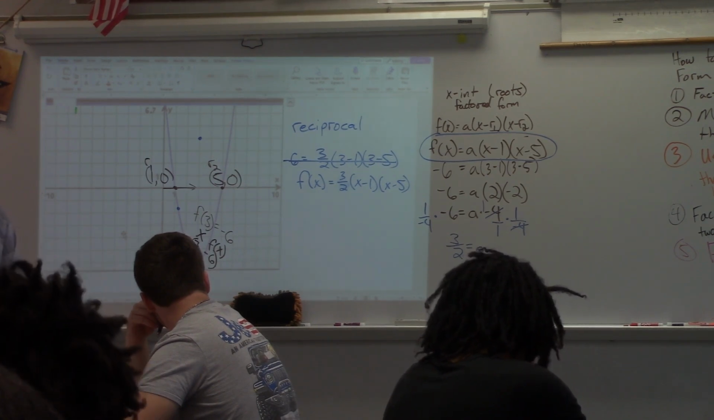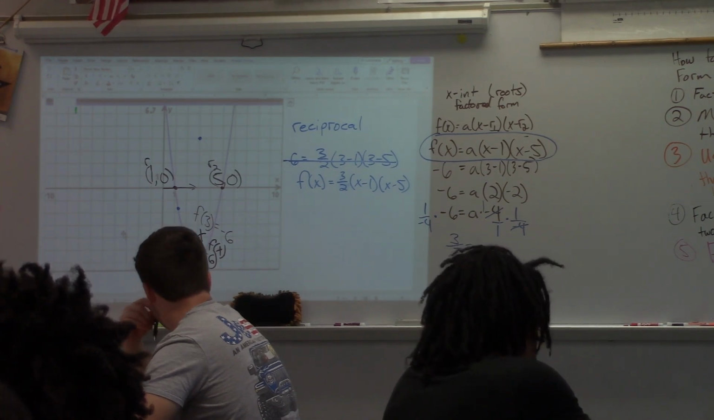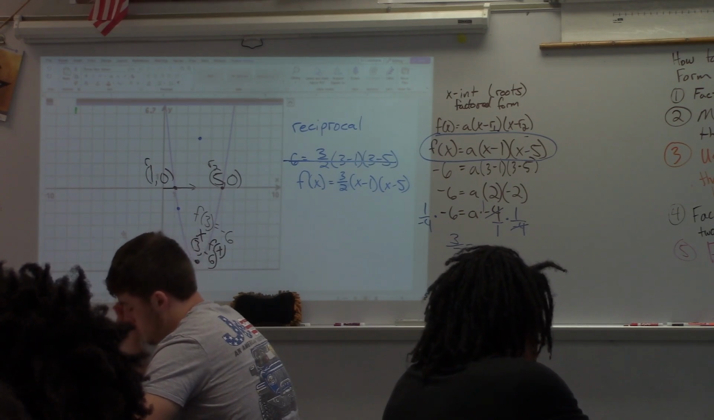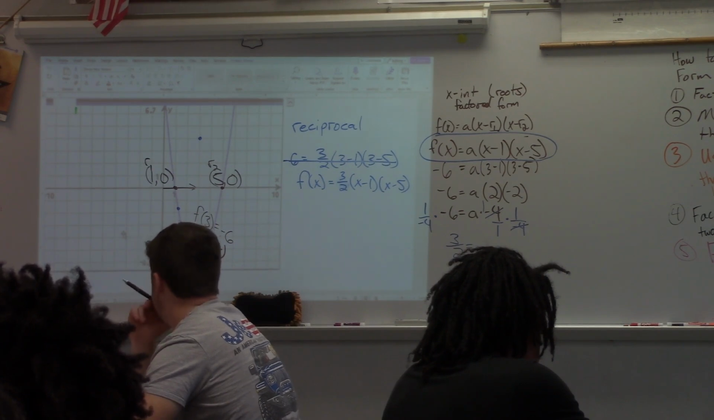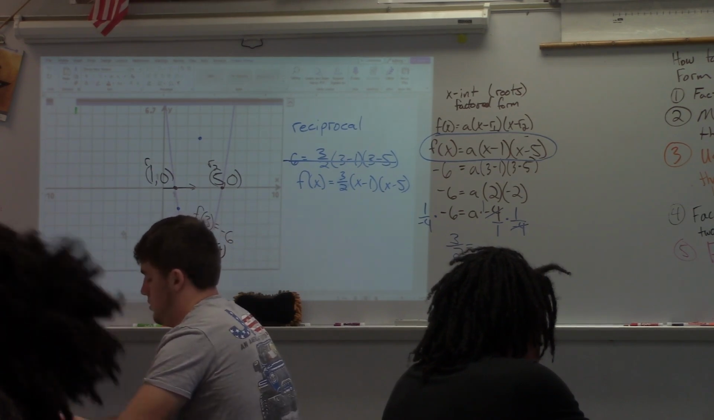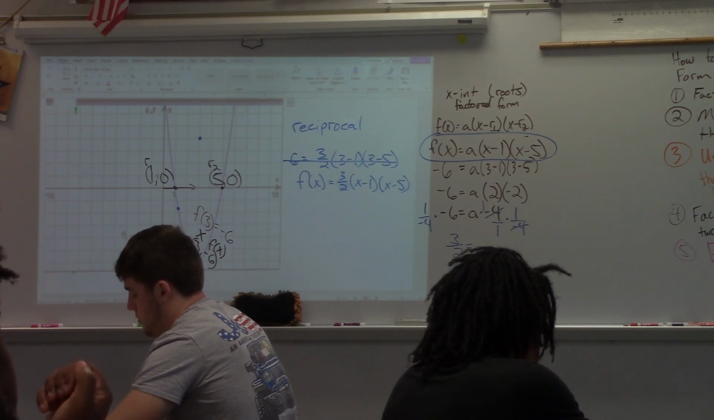Okay. But I gotta ask you an important question. We all used factored form. Could I have used vertex form? Why? Do I have the vertex? This is a key thing where you need to notice, can you use factored form? Sure. But could you use vertex form?